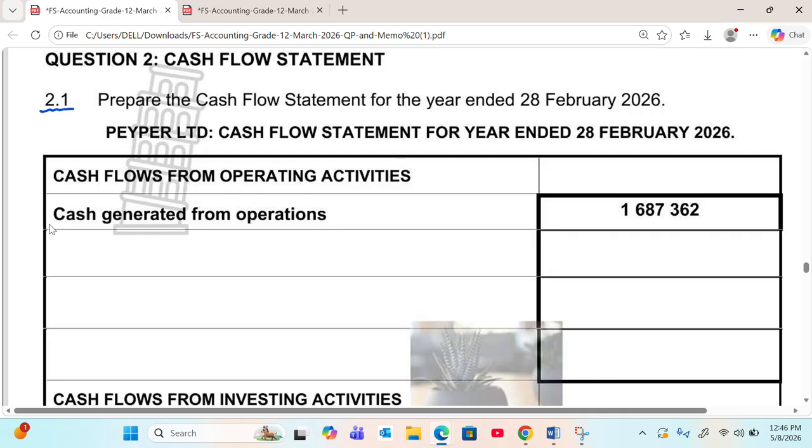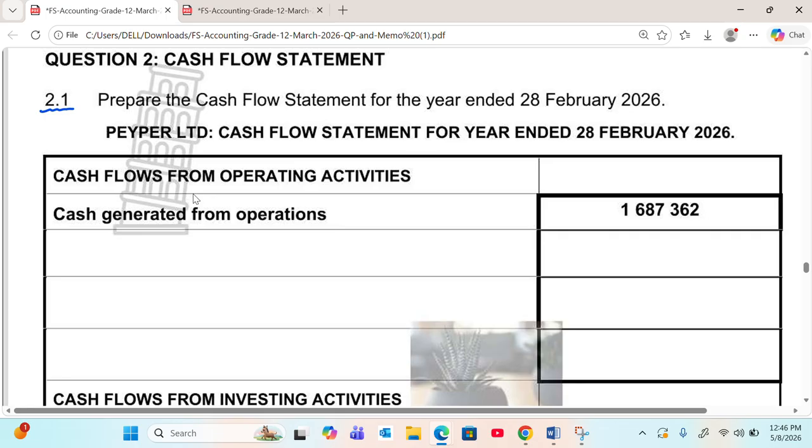So as you can see, we record firstly the cash generated from operations. The cash generated from operations, mostly for your term 1, you'll be required to prepare a note for cash generated from operations. But as you can see here, we're already given the figure from cash flow from operating activities, the 1,687,368. So we don't have to prepare the cash generated from operations.